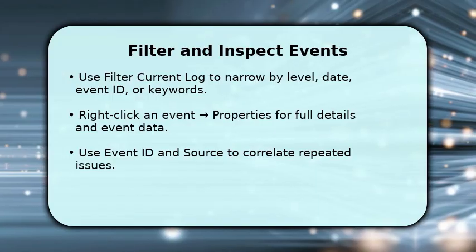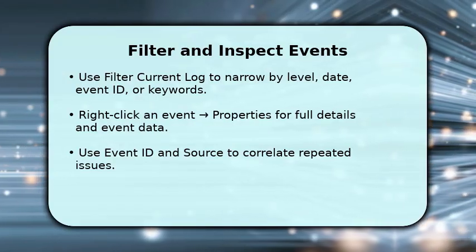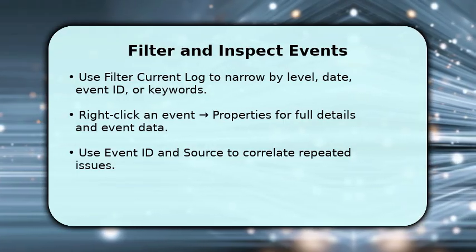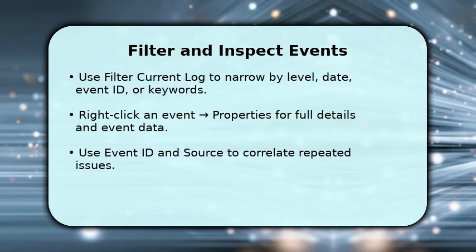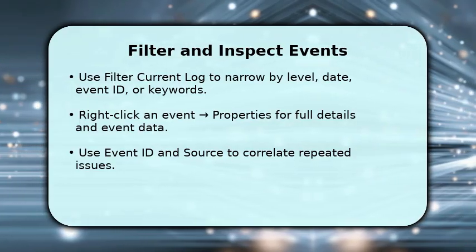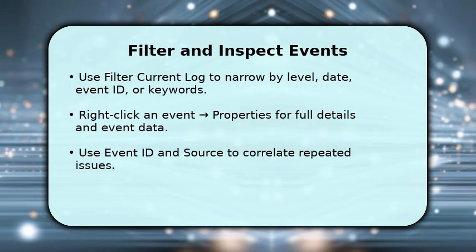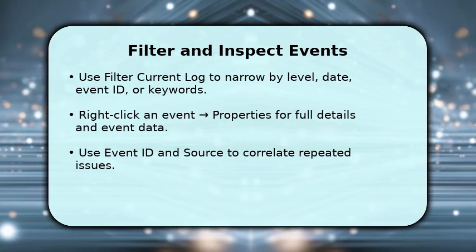Next, open suspect entries and read the General and Details tabs. The XML view shows raw data you can copy. Make sure to note the event ID and source. Those two items let you search precisely and match patterns across machines. If needed, create a custom view for recurring queries so you don't repeat filters.